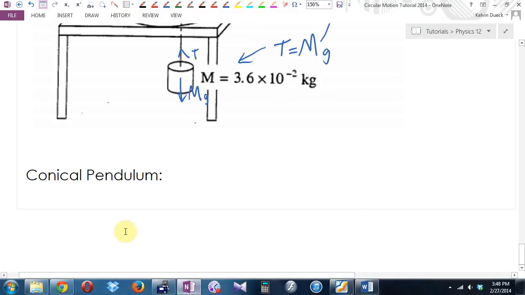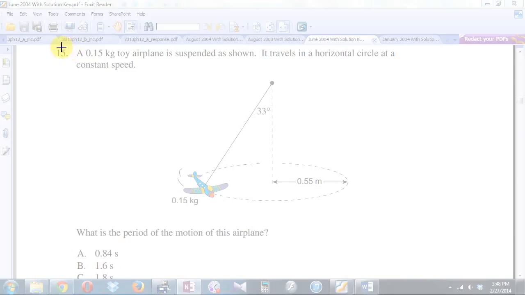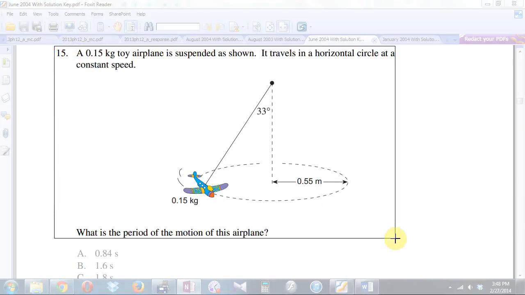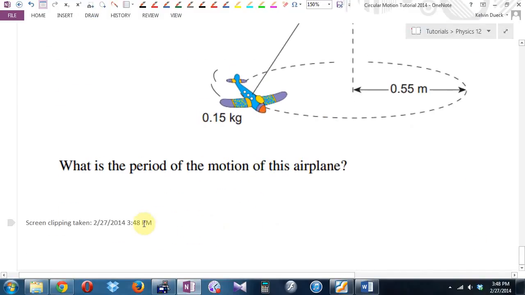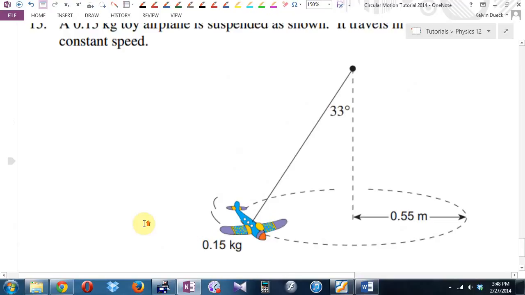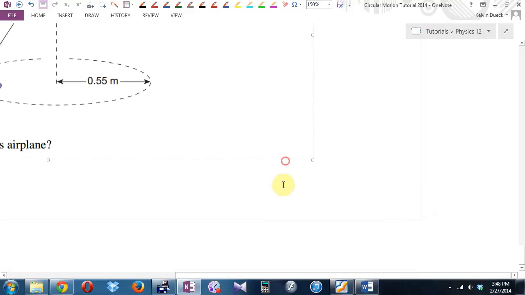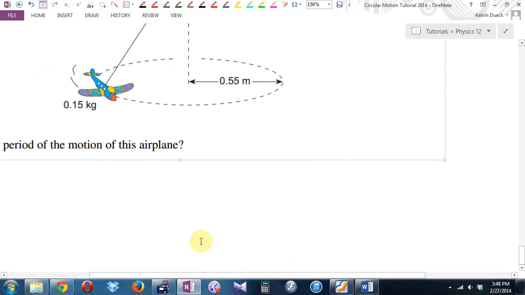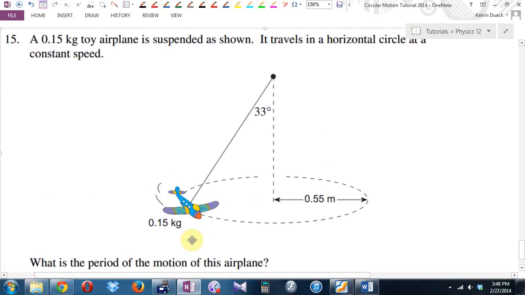So someone asked, what about the conical pendulum? You're talking about something kind of like this. Okay? Let me make this a bit smaller. Oh, I forgot to unfreeze the screen like a meathead. Let me unfreeze the screen. There you go. Okay. Like that.